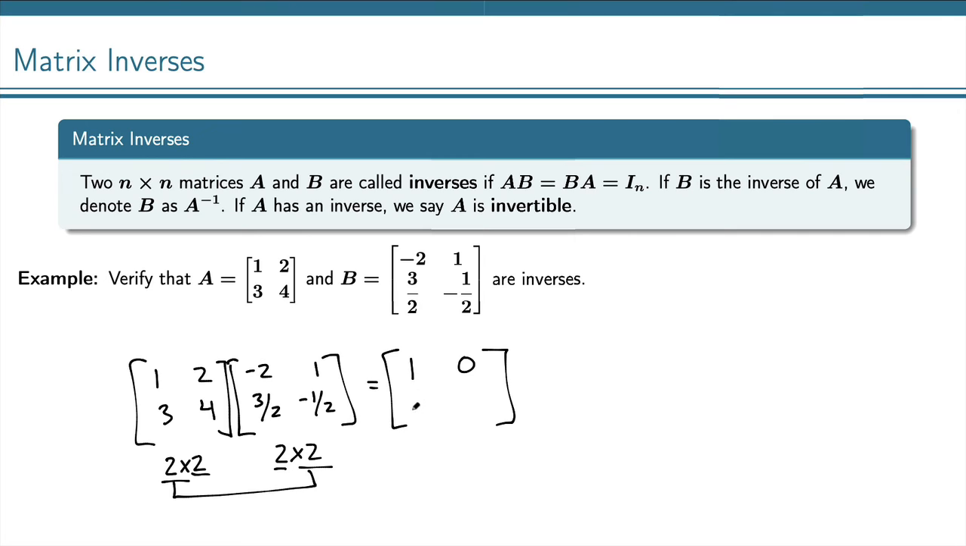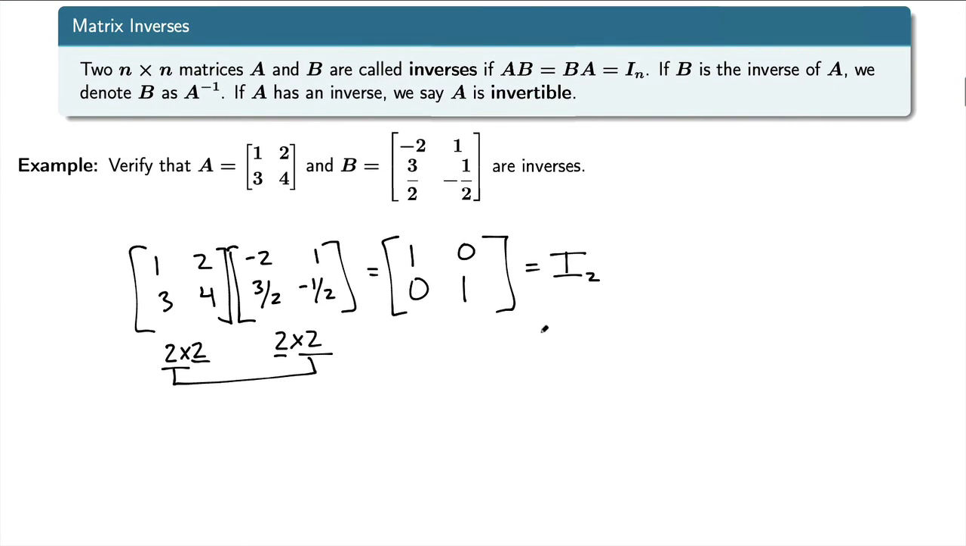The entry in the second row, first column, we use the second row, first column. 3 times -2 plus 4 times 3 halves. That's -6 plus 6, which is 0. And then for the second row, second column, we use the second row, second column. 3 times 1 plus 4 times -1/2 is 3 plus -2, which is 1. This is the 2 by 2 identity matrix. This is I2.